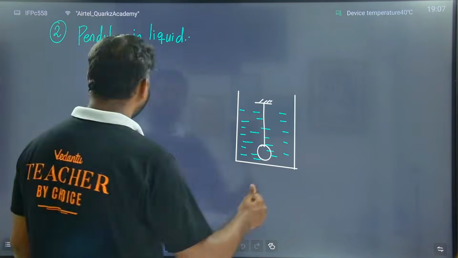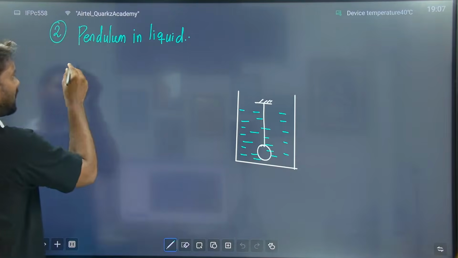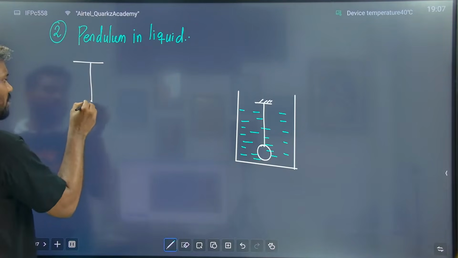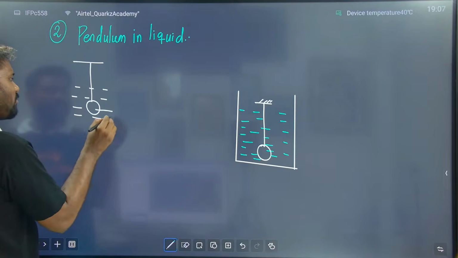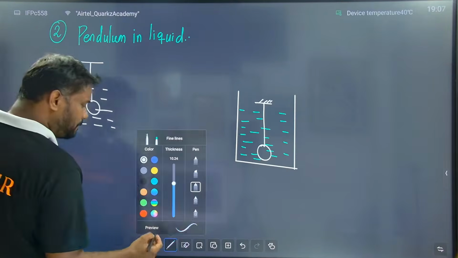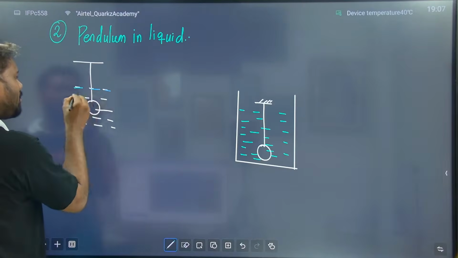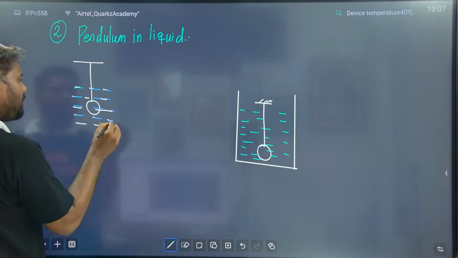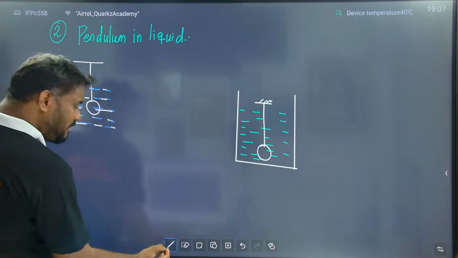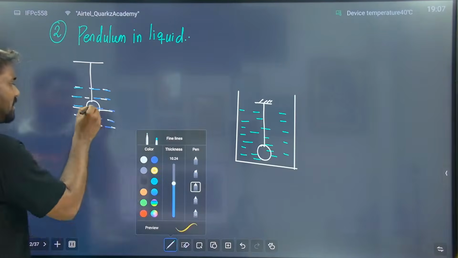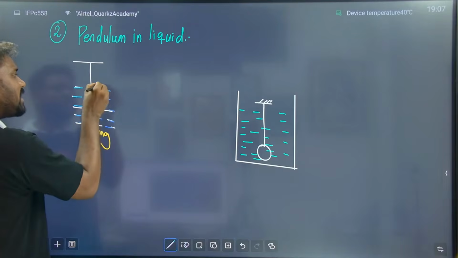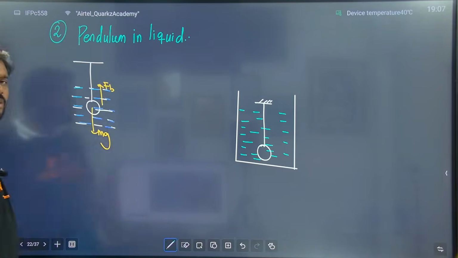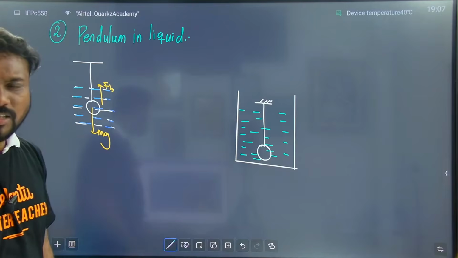If I take this pendulum and place it inside the liquid, what forces act on it? Initially, when it is in air, only mg acts, right? But in a liquid, mg will act in the downward direction, and the buoyancy force will also act in the upward direction.